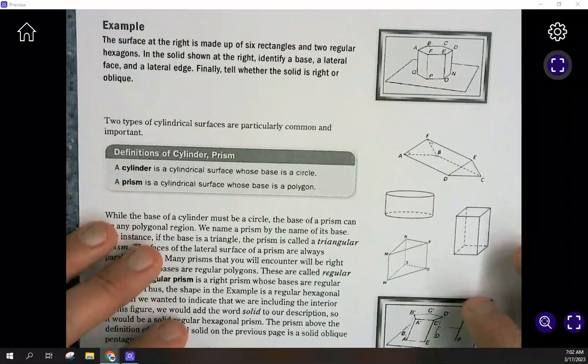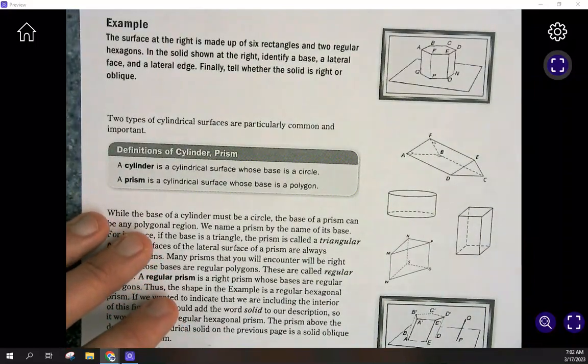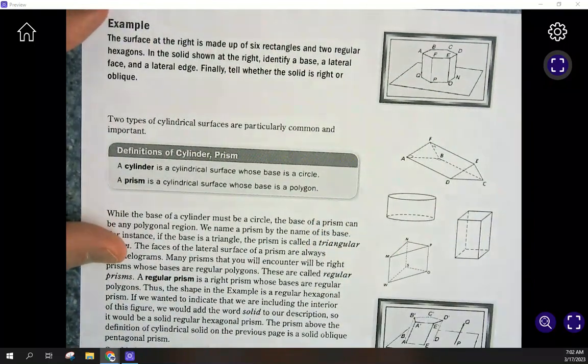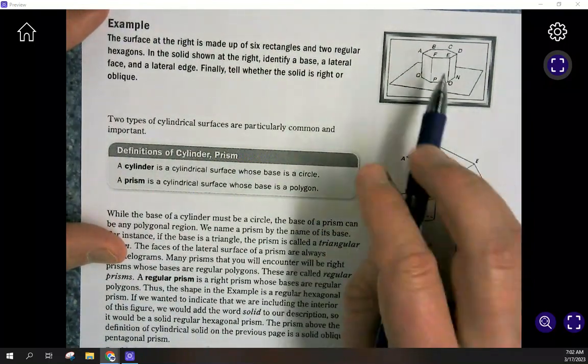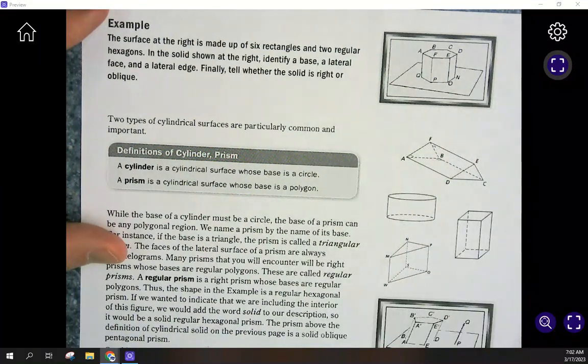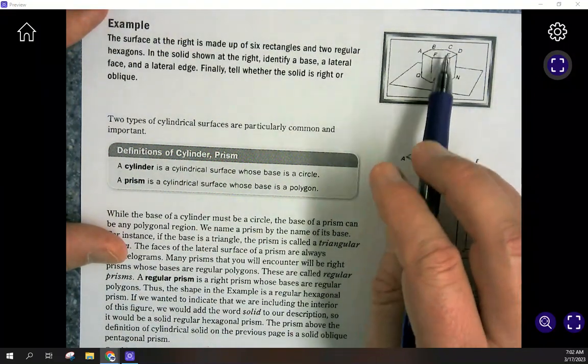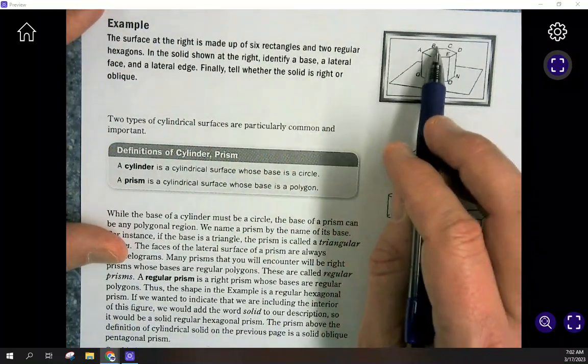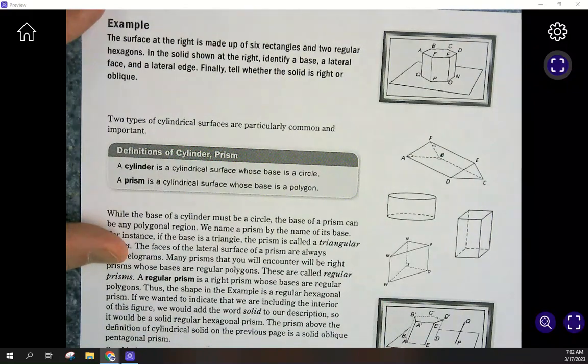All right, so quick example, to make sure we've gathered some of that vocabulary and information. The surface on the right is made up of 6 rectangles. Those 6 rectangles would be considered the lateral faces, and 2 regular hexagons. The top and the bottom are hexagons. They tell you they're regular, so that means all these sides are the same. Those would be considered the bases.